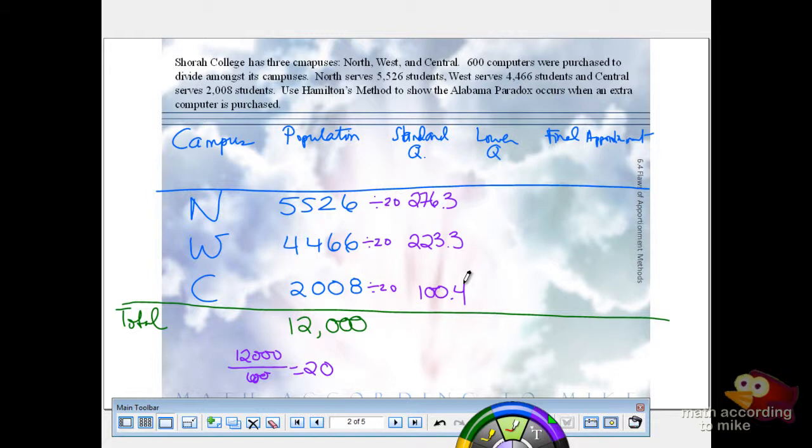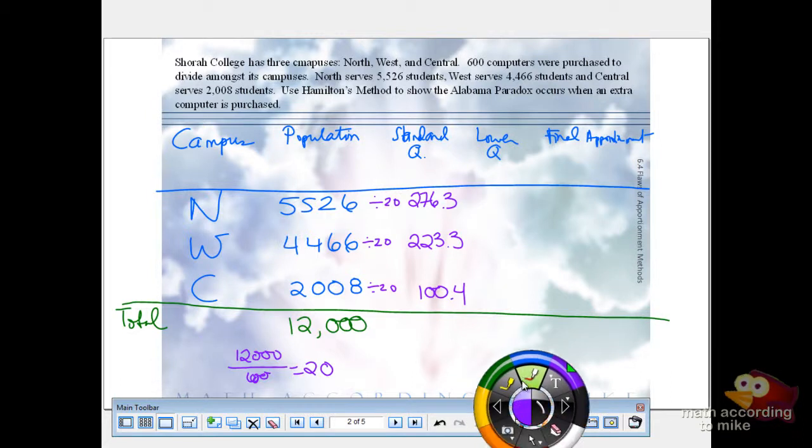So for the lower quotas, we just ignore the decimal part. So north would be 276, west 223, central 100. What is the sum of the lower quotas? 599.